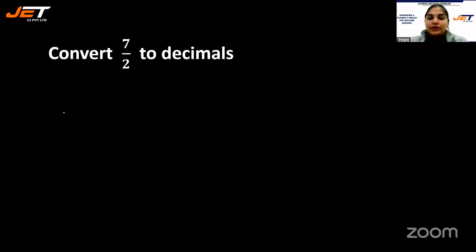Moving on to the next one. Please do this. How do we convert 7 by 2 to decimals? Just do 7 divided by 2. That's it.